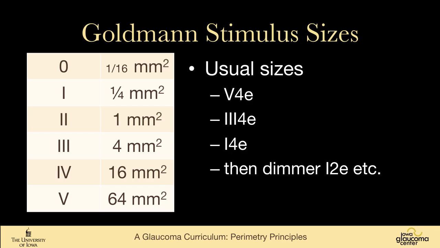So 5-4E, that's the brightest, size 5 target. 3-4E, again the brightest light, much smaller target. And then the 1-4E is what we typically do at our institution. And then if the patient has very good vision, rather than going to the smaller target, we would go to a dimmer light, and that's so 1-2E. So the 2 refers to the brightness in 5 decibel steps, and the lowercase letter is a 1 decibel step of attenuation.